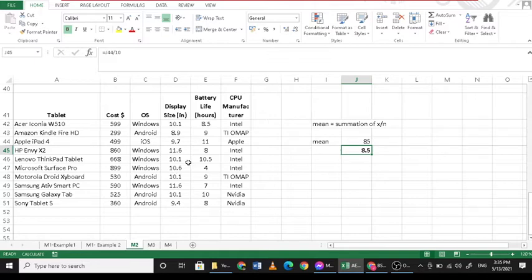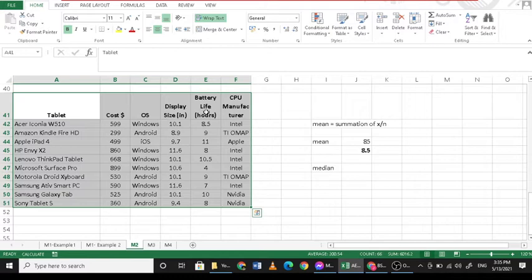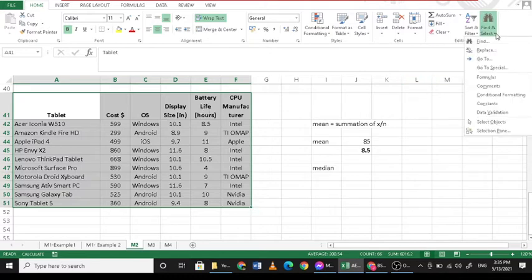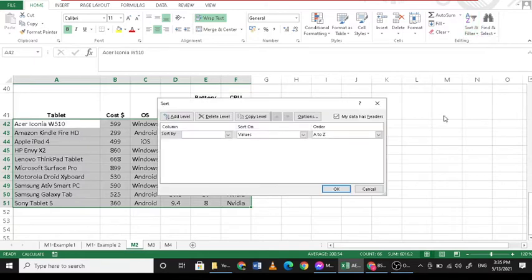The next is your median. The median is simply the middle data. For the median, first you have to arrange the data again in ascending order. So you use your sort, that's custom sort, then custom sort by battery life, since you are using your battery life.